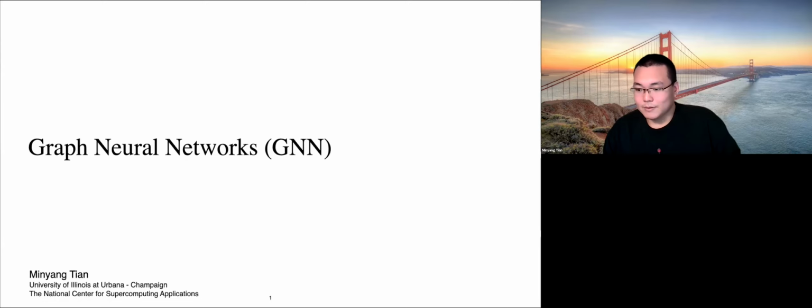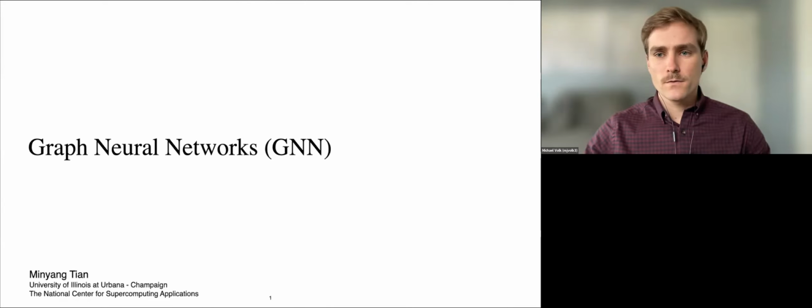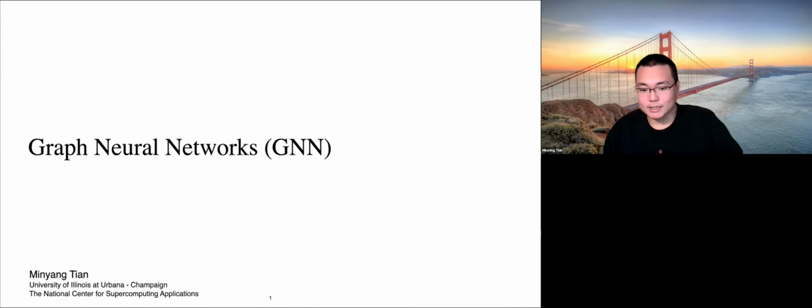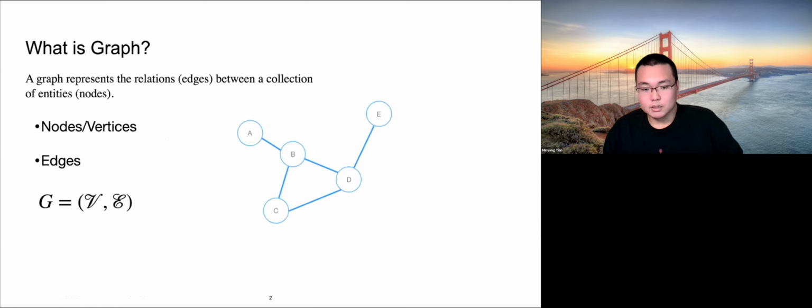So yeah, very glad to be here today to introduce you guys to the graph neural network, which is GNN in short, and I hope you can have some basic idea and the intuition about GNN after this talk. So for GNN, first we have to know the definition of graph. What is a graph? A graph represents the relations between a collection of entities, and it consists of nodes and edges.